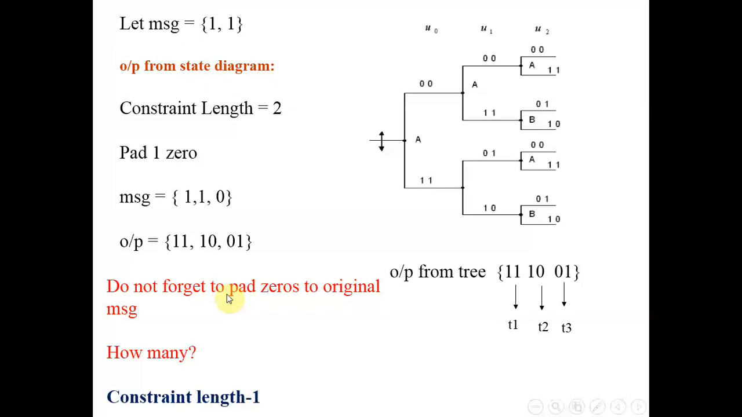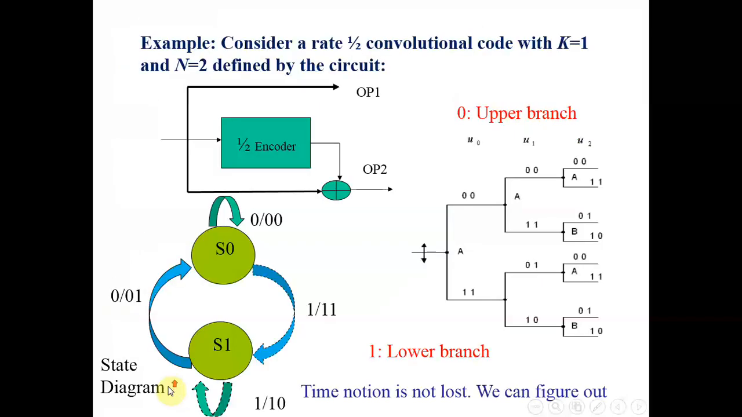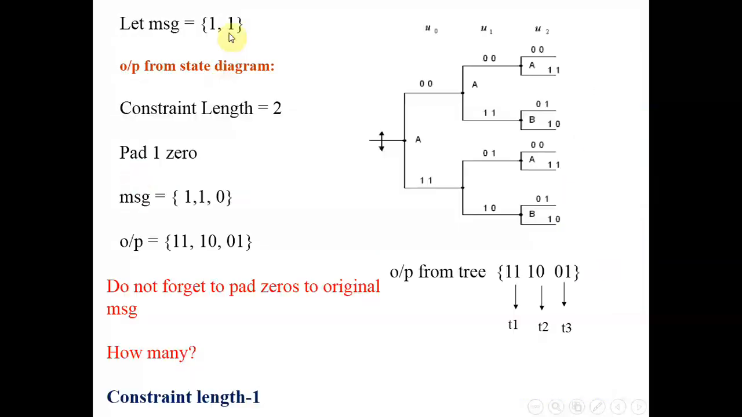Now the most important sentence on this slide is, do not forget to pad zeros to the original message. And how many zeros are you padding? The number of zeros is constraint length minus 1. Now we have discussed already what the constraint length of this encoder is. It is 2. 2 times your input is affecting the output. So 2 minus 1 is 1. So you will pad 1 zero to the message.